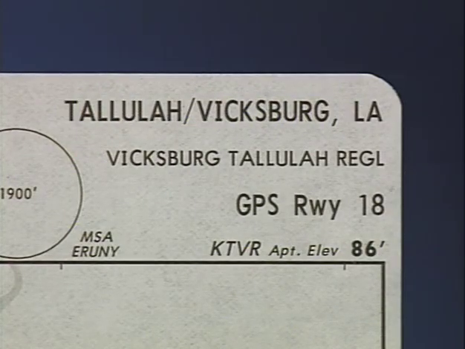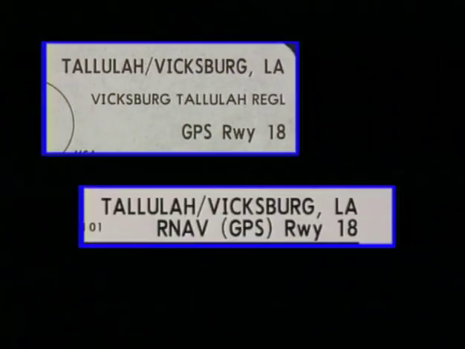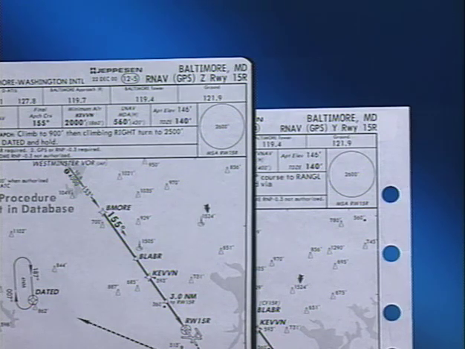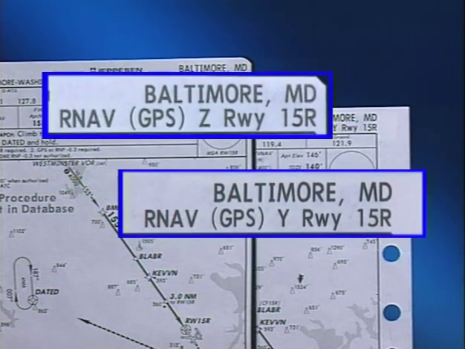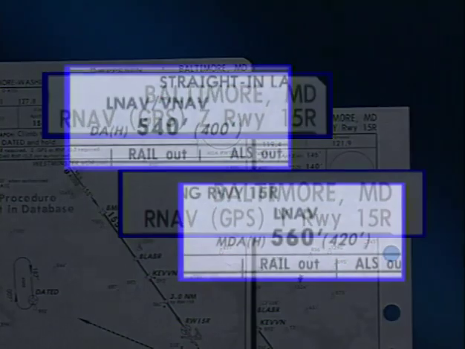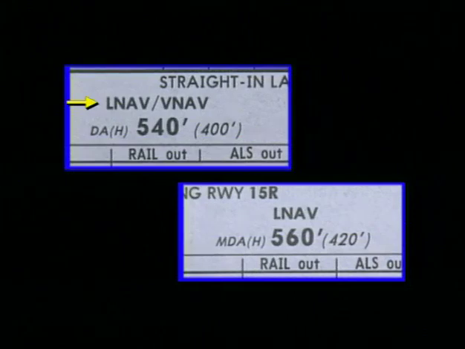The Tallulah-Vicksburg GPS runway 18 is now the RNAV (GPS) runway 18. Also, when multiple RNAV approaches to the same airport runway exist, the procedure name includes a letter code beginning with the end of the alphabet. The Baltimore-Washington International Airport has the RNAV GPS Zulu runway 15 right and the RNAV GPS Yankee runway 15 right approaches. One of the approaches contains LNAV, VNAV, lateral and vertical navigation minimums, while the other approach includes LNAV, lateral navigation minimums only.